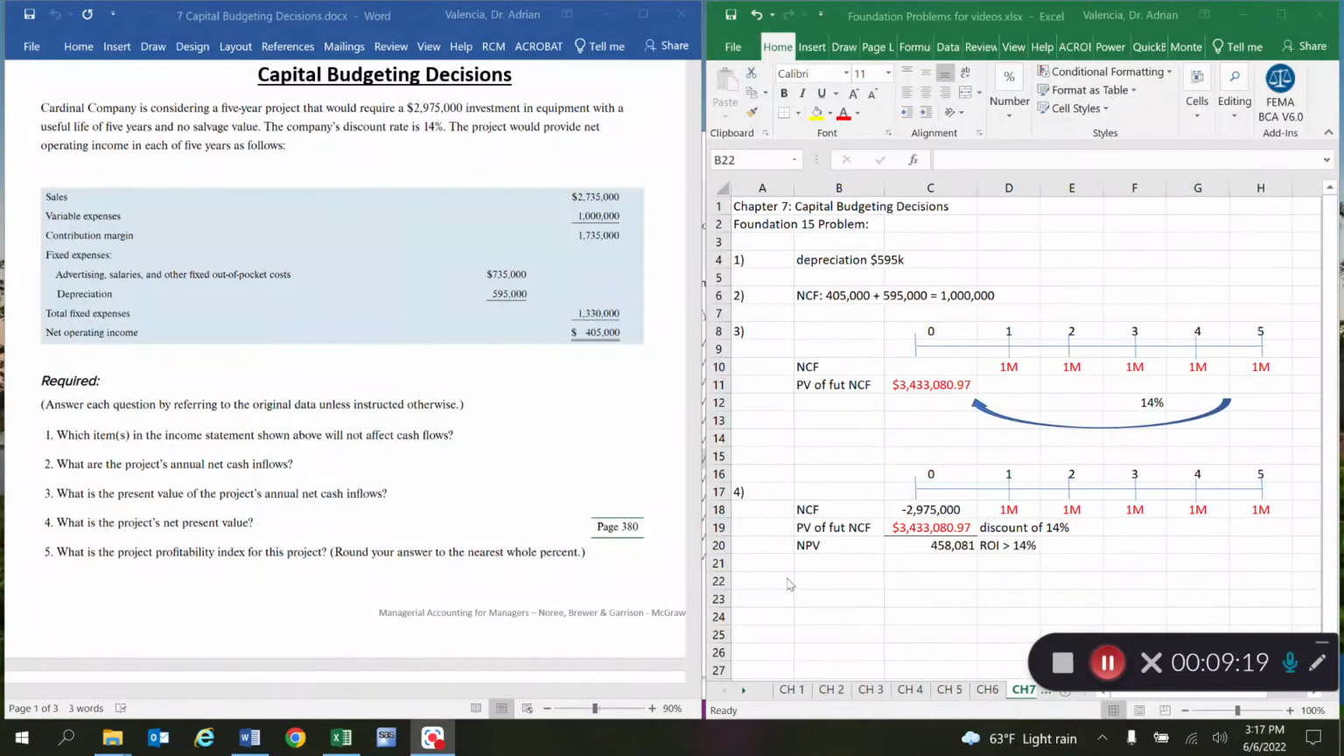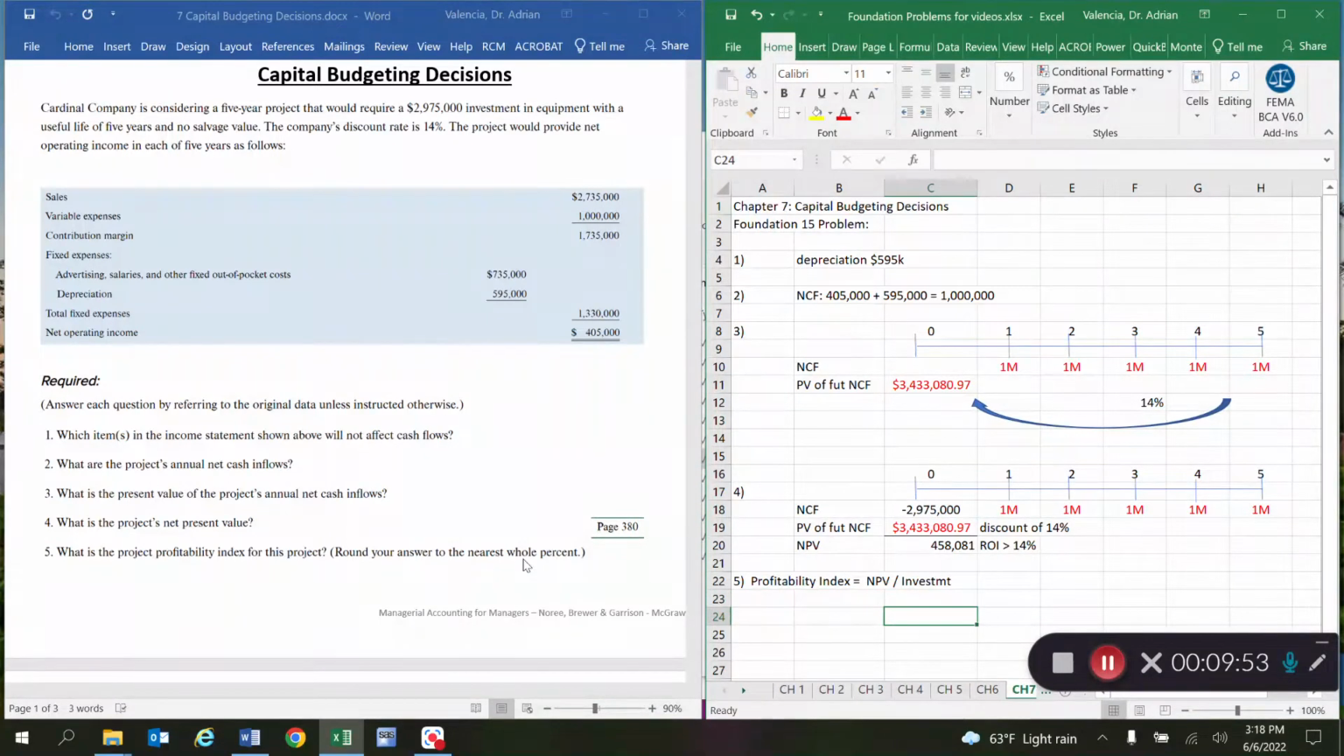So another way we can analyze the particular project is using the profitability index. So that's what question number 5 is about. What is the project's profitability index? Okay, so I'm going to write in here profitability index is going to be equal to the NPV divided by the investment. And the higher this number is, the better.